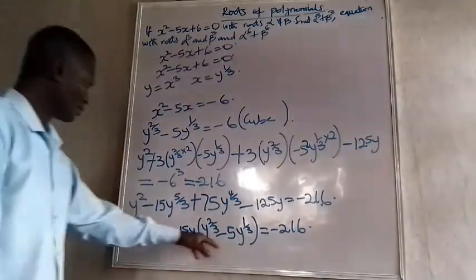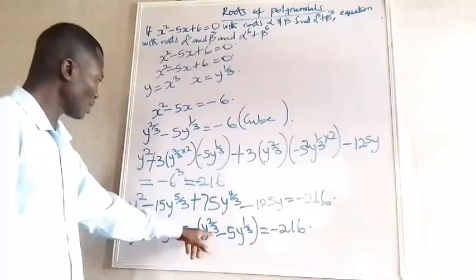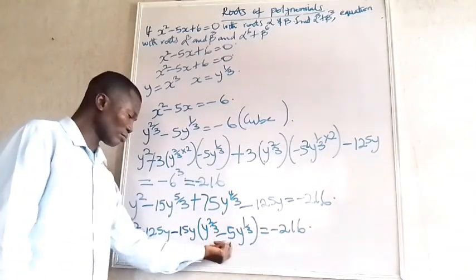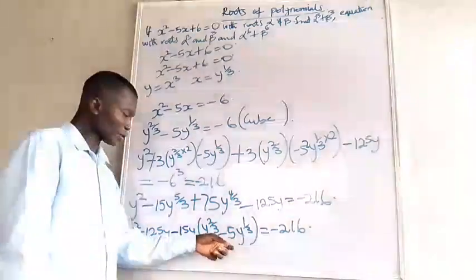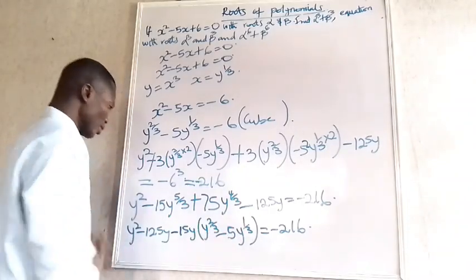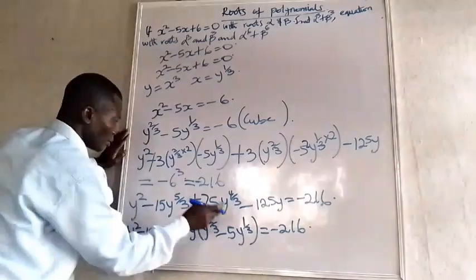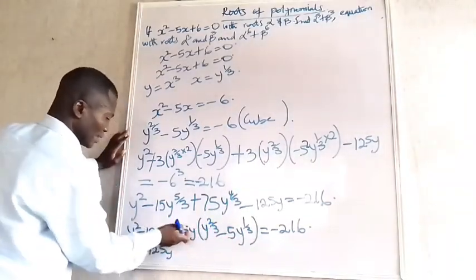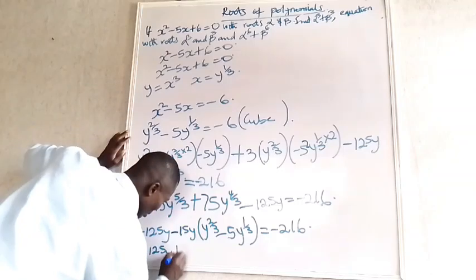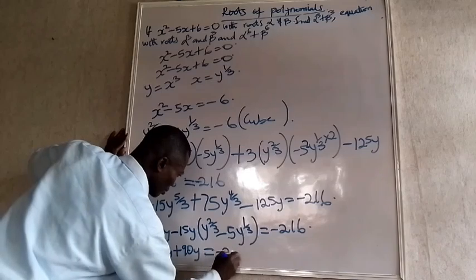And if you look at this and this, they are the same thing. This equation and this equation are the same thing. y raised to power 2 over 3 minus 5y raised to power 1 over 3 is the same thing. So we can conveniently substitute minus 6 for y raised to power 2 over 3 minus 5y raised to power 1 over 3 here. So we can now say y squared minus 125y. Since you can put minus 6 here, minus 6 times minus 15, that is plus 90. So that is plus 90y is equal to minus 216.